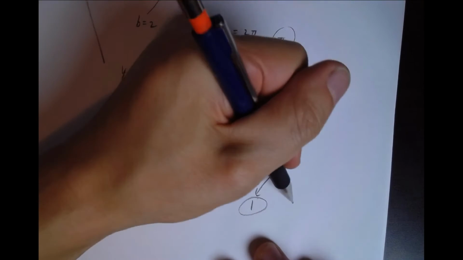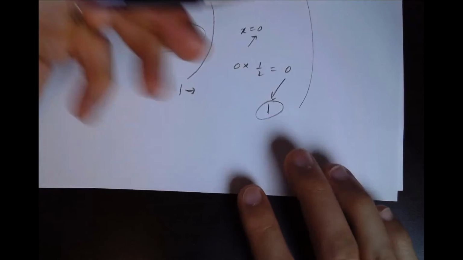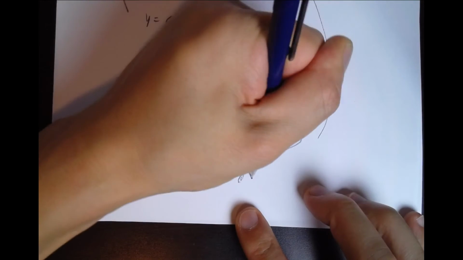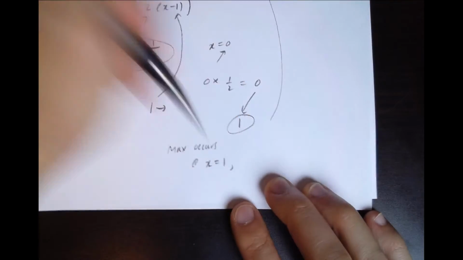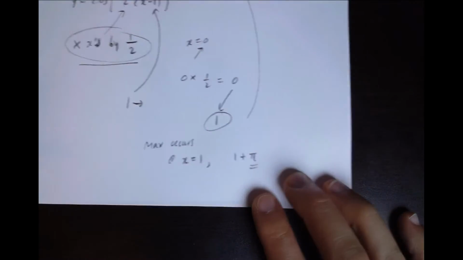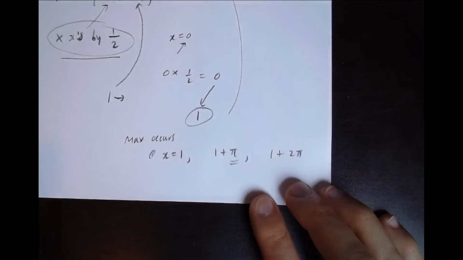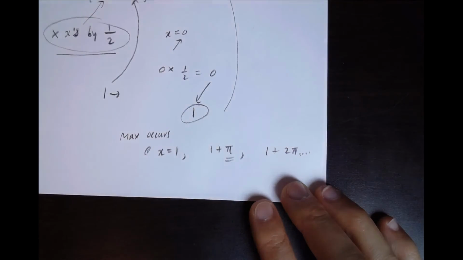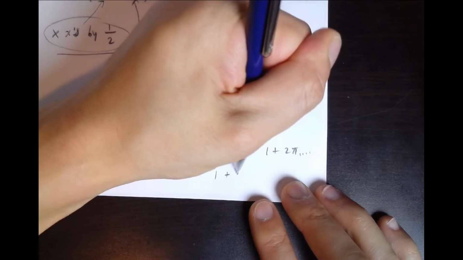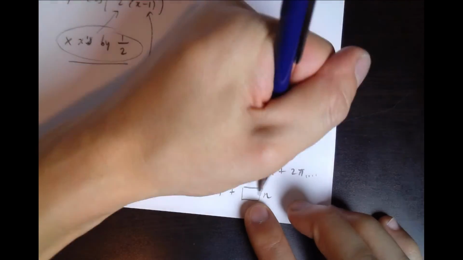As for the period, we know it's going to repeat every pi units. So the first answer, the max occurs at x equals 1, but it also occurs at 1 plus pi, because that's the next period. And the next occurrence would be 1 plus 2 pi, because you're adding another pi to it. And it continues on and on. 1 plus 3 pi, 1 plus 4 pi. In fact, the summarized way of writing this would be 1 plus the period times n. And the period happened to be pi.